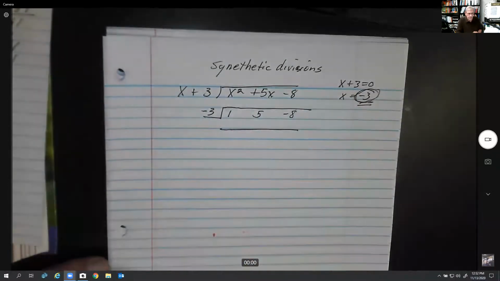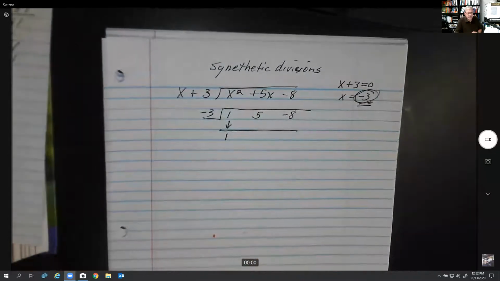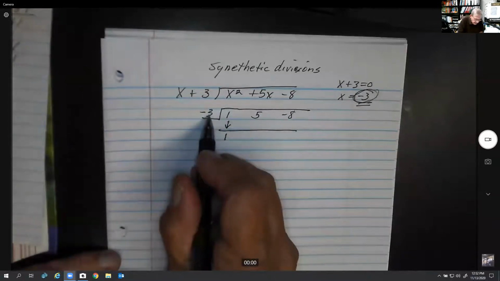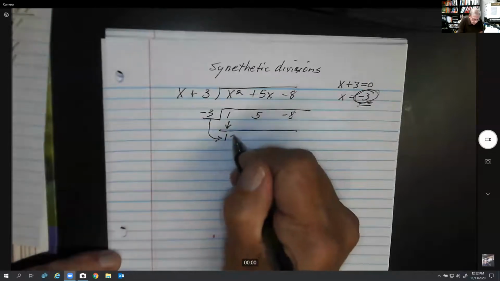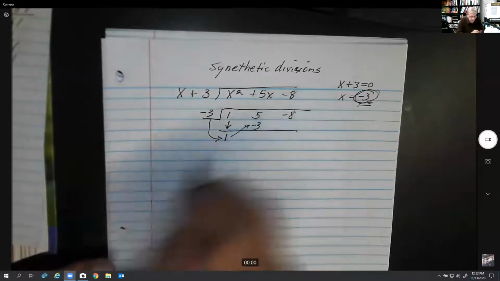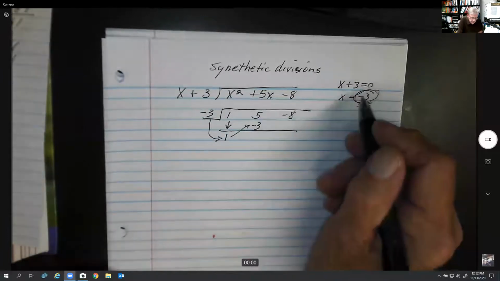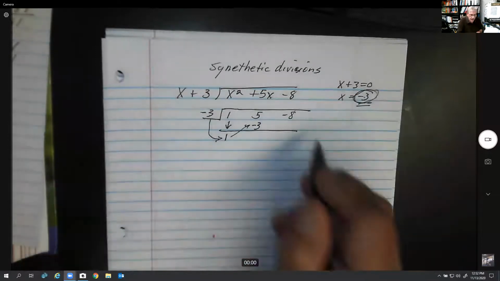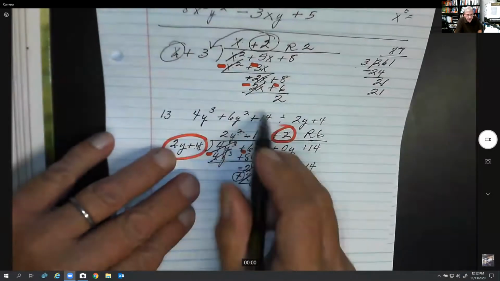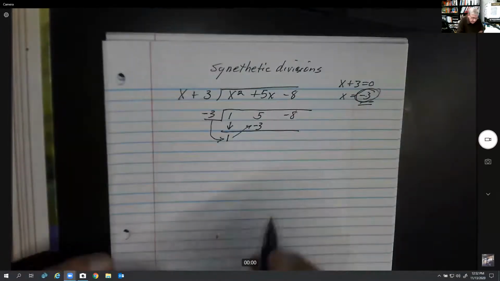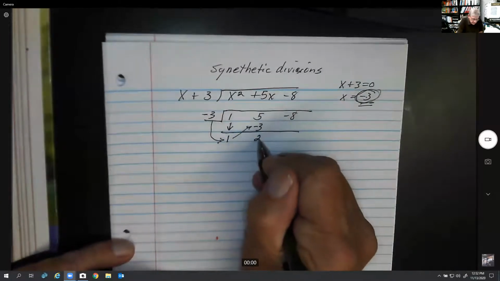So step 1, bring down the 1. Step 2, multiply the negative 3 times the 1 and write it here, -3. Now calculate. And the nice thing about this is because you rewrote it here, you don't have to change the signs like we were doing on this problem where we had to change those signs all the time. It makes it a lot easier. So we're going to bring that down. We can just calculate that. That's a 2.